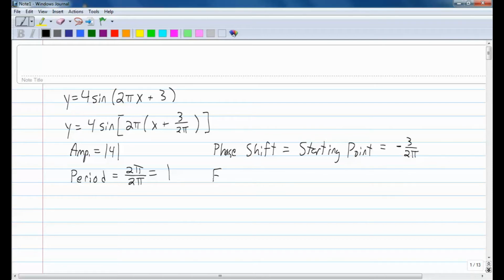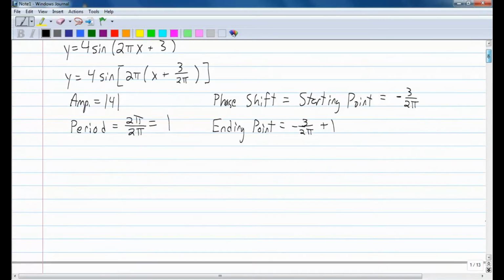My end point, or I call it the ending point, is going to be the phase shift plus the period. So the phase shift is negative 3 over 2 pi. The period is a positive 1. So you have to say plus 1. Now I'm going to write out all of my subintervals. After I do that, then I'll show you how you can use a calculator to get some decimal approximations to help you a little bit with your graph.